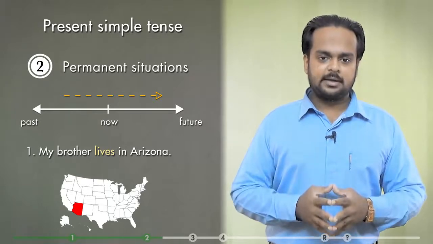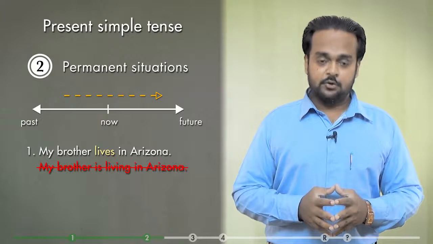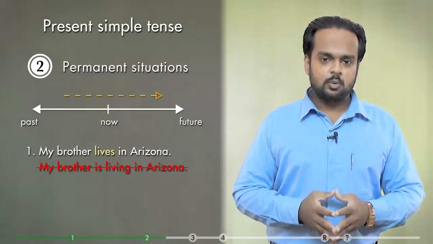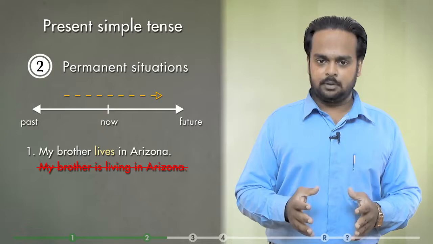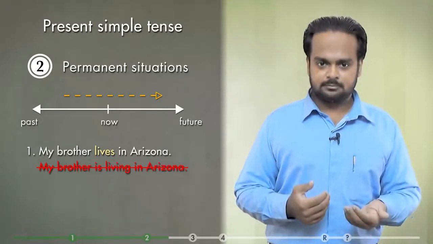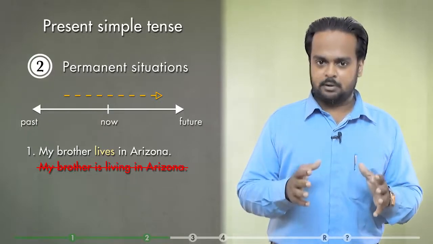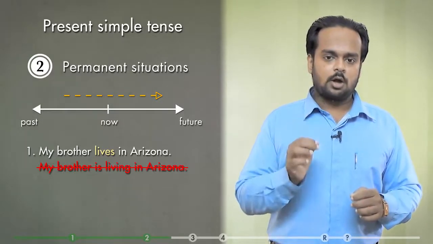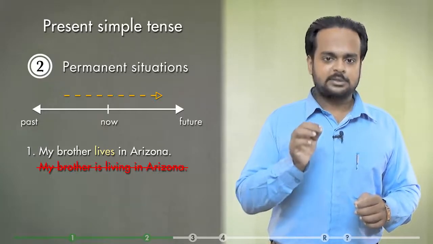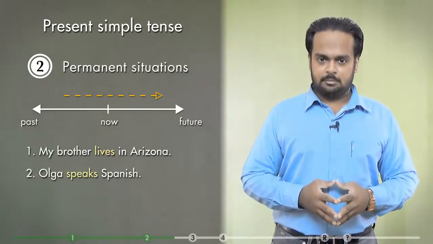A common mistake is to say, "My brother is living in Arizona." If you use an -ing or continuous form, then that makes the situation temporary. For example, I could say, "My brother is living with me for a few months." When you hear that, it sounds like it's not permanent, it's temporary. But when you want to talk about a permanent situation, remember to always use the present simple and not the continuous tense.